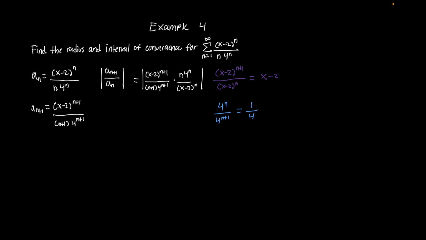So the ratio now becomes, doing the bottom left here, we left the n over n plus 1 untouched, so n over n plus 1 times the absolute value of x minus 2 divided by, oh sorry, just divided by 4, because there's already the 1/4. Okay. So now we need to take the limit.